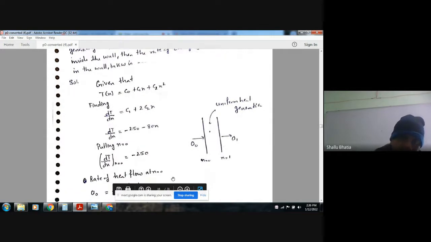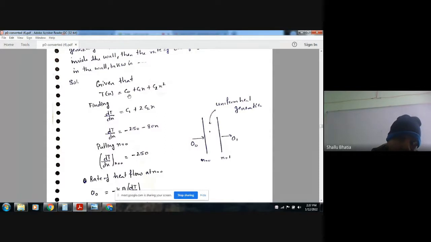So this is our wall, and the equation of the temperature distribution is given like this. There is also uniform heat generation within this wall, and the wall is of 1 meter length. So this is x equals 0, this is x equals 1.